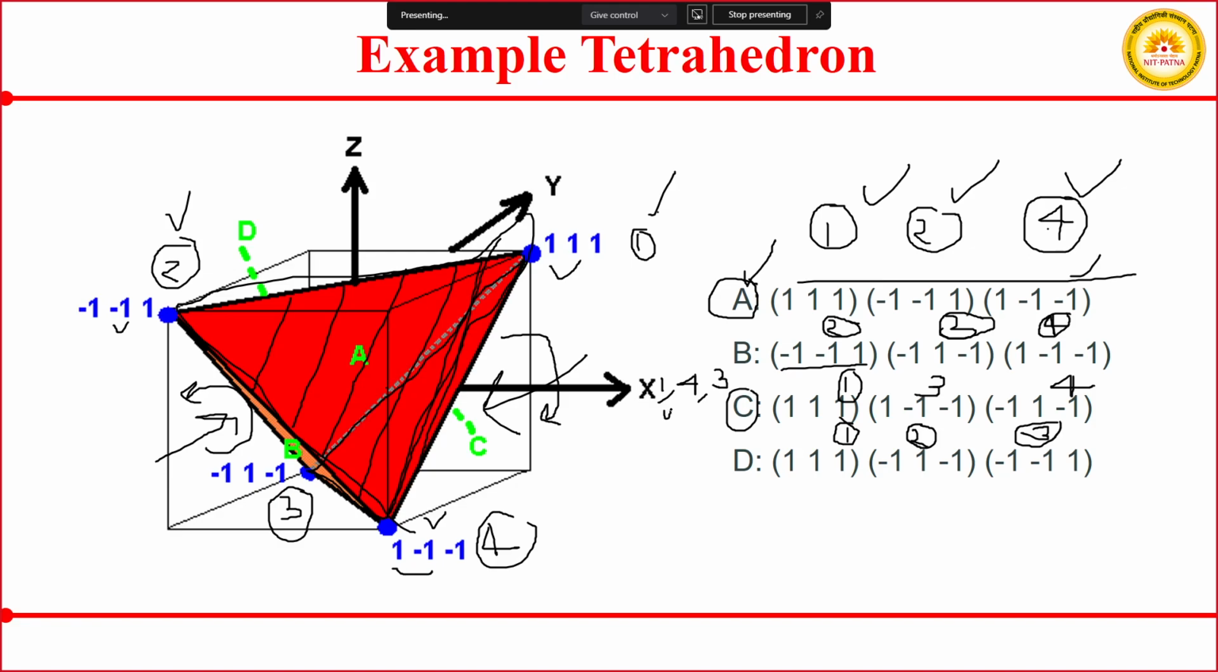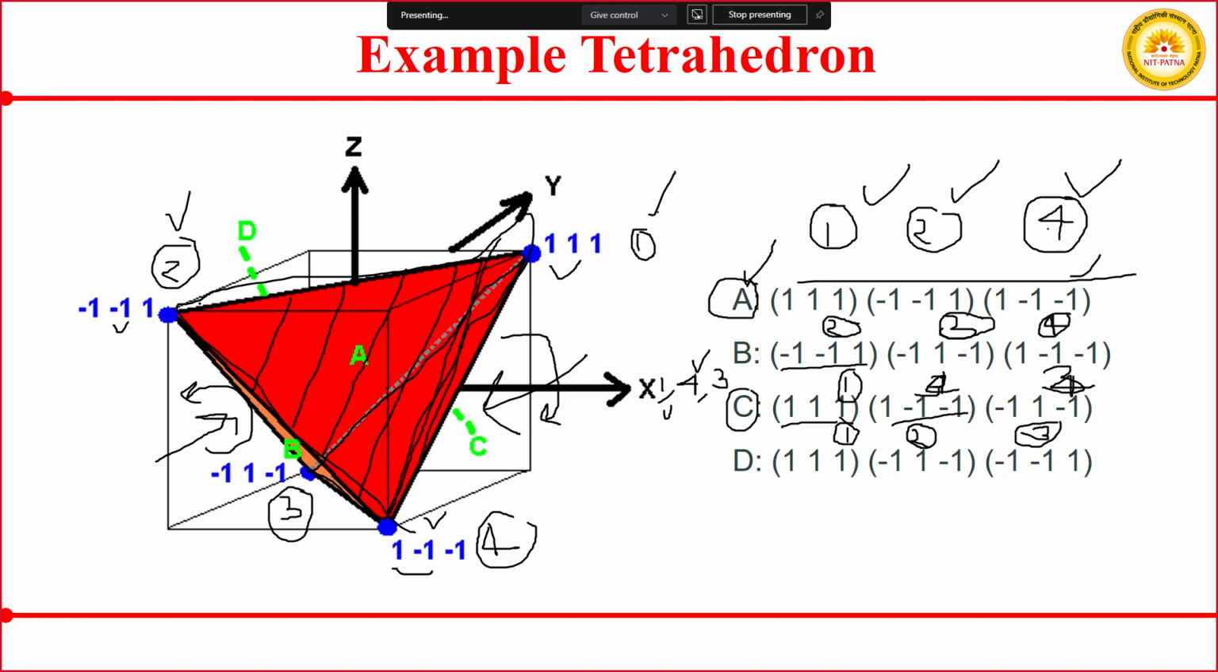So let us see what the coordinates of 1 are. This is 1, 1, 1. Then we need to list the coordinates corresponding to 4. The coordinates corresponding to 4 are 1, minus 1, minus 1. Then corresponding to 3 we have minus 1, 1, minus 1. Right, so this is corresponding to 3.